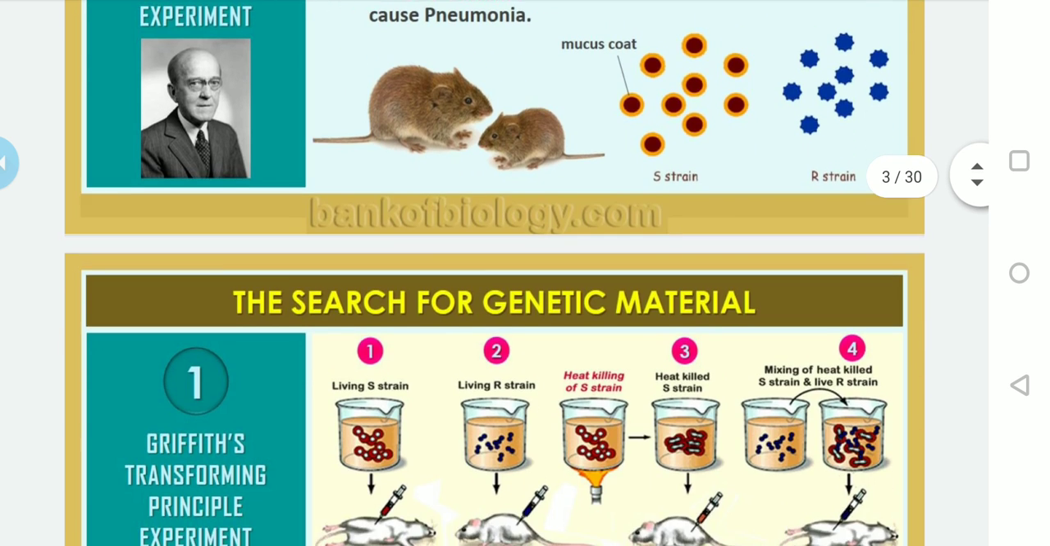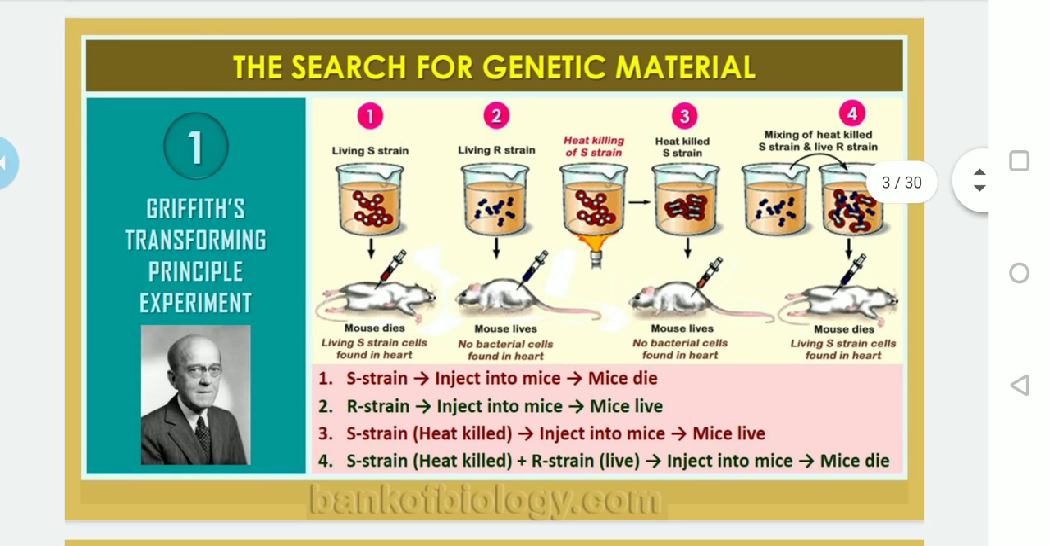After the selection of these two different strains, the S strain bacteria have a mucus, that means polysaccharide coat, and are called capsulated bacteria. The R strain does not have a mucus coat and is called non-capsulated, that means the capsule is absent. Whenever he started the experimentation, he conducted majorly four types of experiments and observed the results.